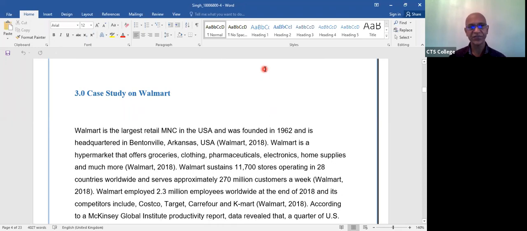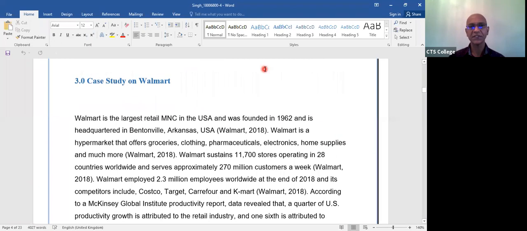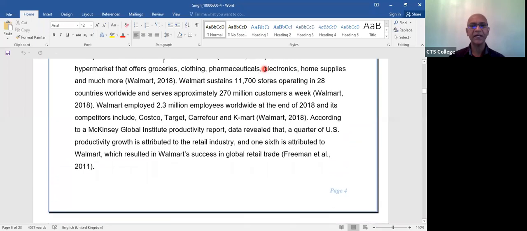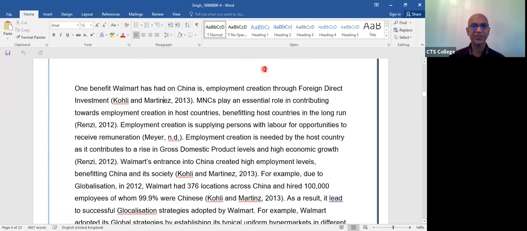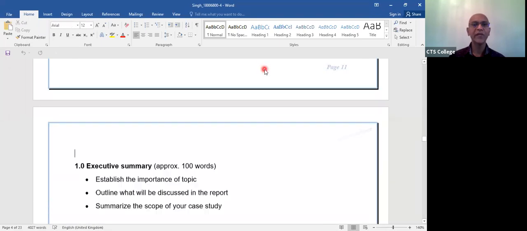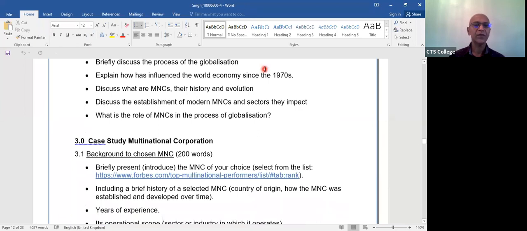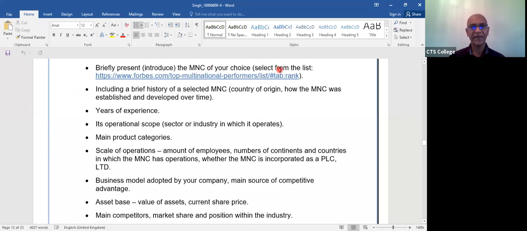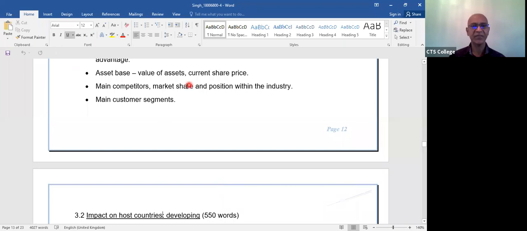The largest section of this report, students, is a case study on your chosen MNC. This student has chosen Walmart, and let's compare with the recommended structure, what we expect to find. So I would expect to find an introduction to your MNC, a history, the country of origin, how this MNC was established over time, years of experience, its scope, the sector in which it operates, its main product categories, the amount of employees, continents and countries, whether this MNC is a PLC, LTD, the business model adopted by your MNC, its asset base, its main competitors and main customer segments.